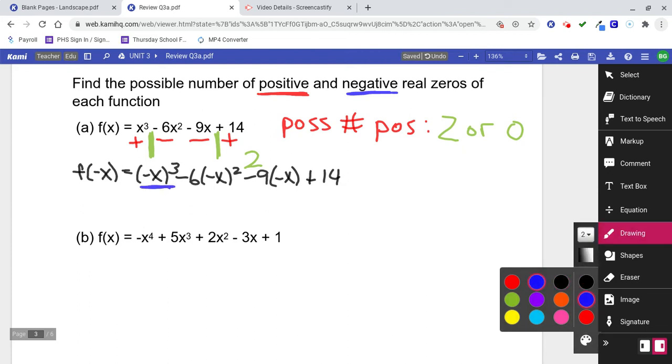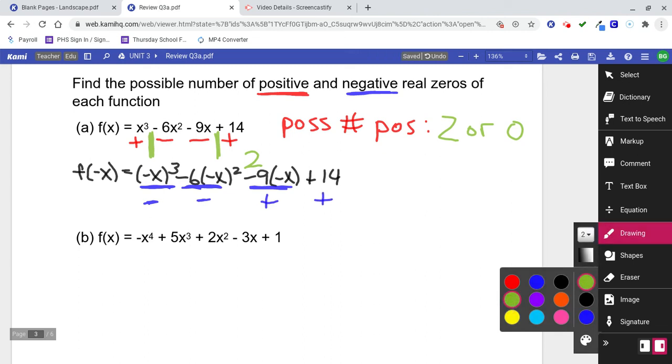Now, this term right here is a negative to the third power. Negative to the third power gives me 3 negatives, and I know 3 negatives makes a negative. This is negative right here. This term right here, negative 6 times negative x to the second power, well, negative squared is positive, but then there's that negative 6. So I see 3 negatives there. There's a negative and then a negative squared. There's 3 negatives, so that's still negative. This term right here, negative times negative is positive, and then, of course, this one is positive.